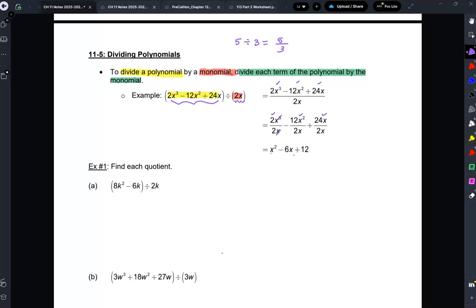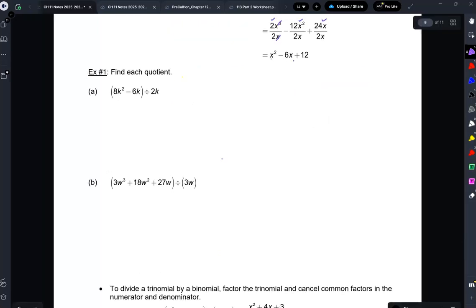Okay, so let's do one. Let me do a couple more and then I'll take more questions. Okay, so look at this one. 8k squared minus 6k divided by this. So the first thing I do is I write this 8k squared minus 6k over 2k.